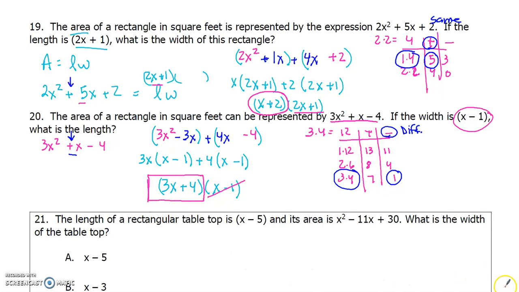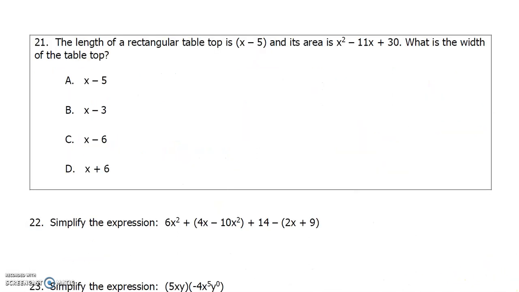Okay? So 21 says the length of a rectangular tabletop is x minus 5, and its area is x squared minus 11x plus 30. What is the width of the tabletop? So we have this is the area, and this is my length. I'm just trying to find the other one, correct? So look, we have a trinomial with no lead, so we can immediately do this and this.